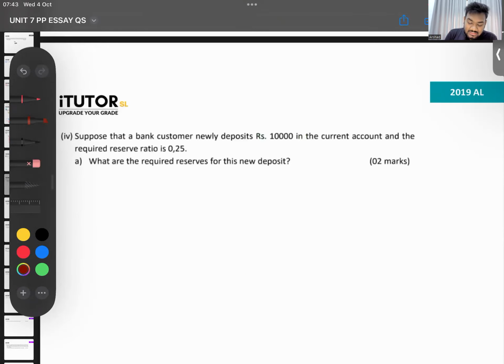Okay, then suppose that a bank customer newly deposits 10,000 in the current account and the required reserve ratio is 0.25, right? That is 25%. What are the required reserves for this new deposit? Come on, tell me. If you can't get this question done, that means you've never studied that unit 7 at all. At least not even watched that video that I asked you to watch. So how much is our required reserves? From the 10,000 that is coming in, we have to keep 0.25, in other words, 25%, 25 over 100.